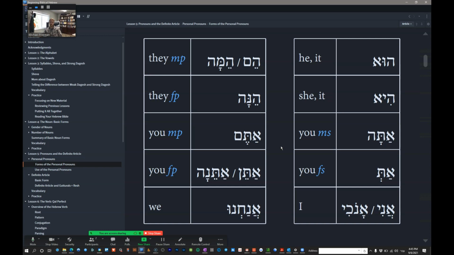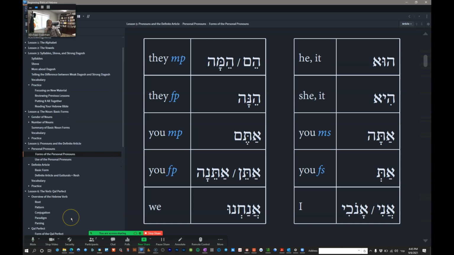Now that you got that, this is what I really want to say about this chart. The thing that's really important to pay attention to here is the spelling of these pronouns. And honestly, this makes a lot more sense if you've already seen the verb chart. So let's go ahead and pull up the verb chart alongside of it.